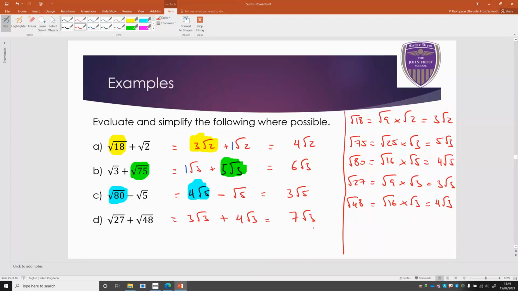So just break each surd down as far as possible, and they should end up as the same surd overall. Then you can collect the like terms and you are done.